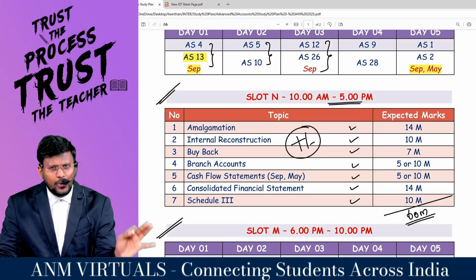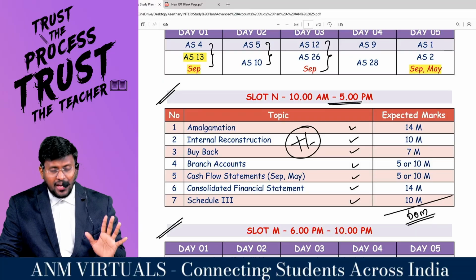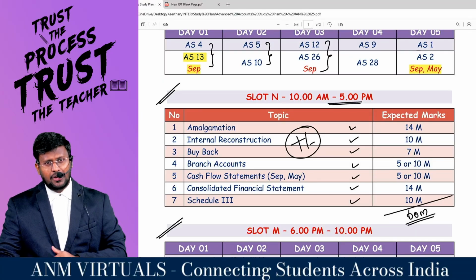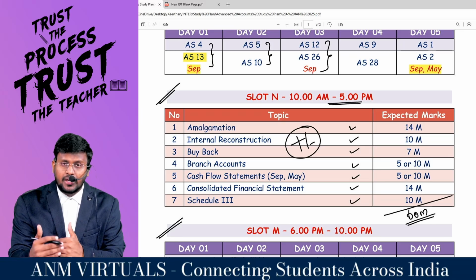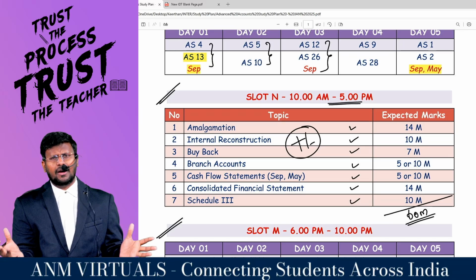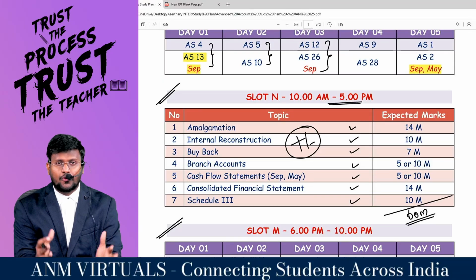10 to 1, 7 questions. 2 to 5, 7 questions. You have done 14 questions for the day, and no topic you will be having fear. If any one topic you have not prepared, for example, amalgamation, if you have not prepared. That situation should not be there first of all.